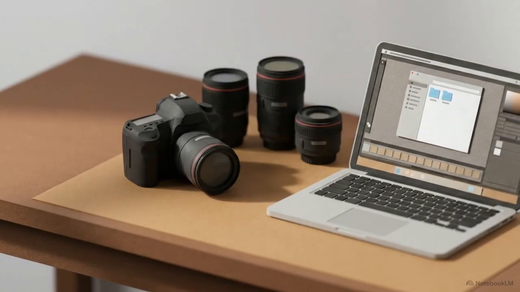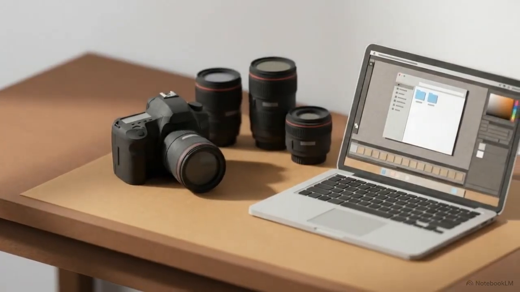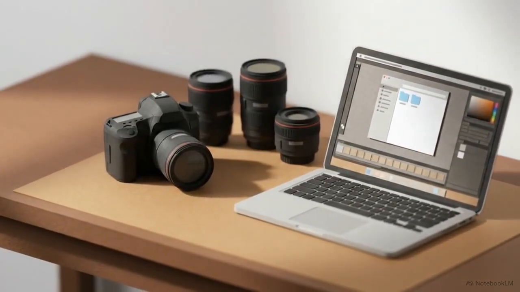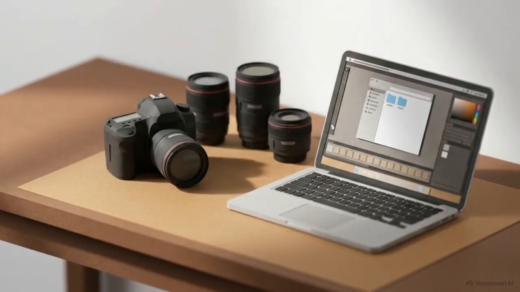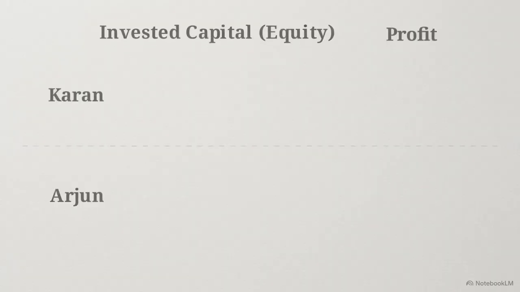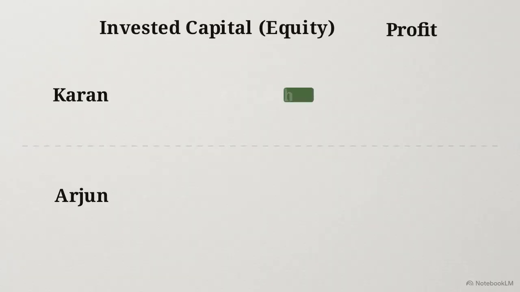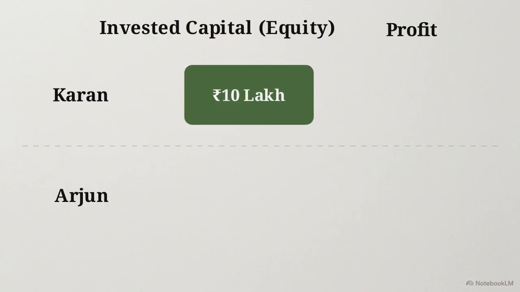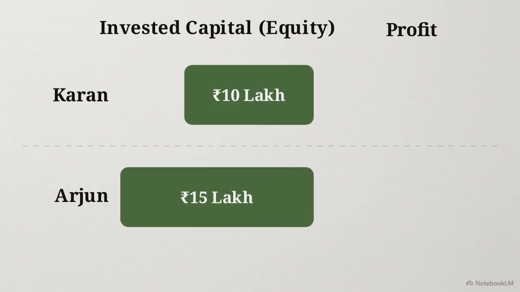In this case, equity represents the upfront cash required to purchase the cameras, lenses, and hardware needed to start the business. This diagram reveals their starting capital. Karan launched with 10 lakh rupees in equity, whereas Arjun poured 15 lakh into his setup. By pairing initial inputs with final profit, we finally measure the true efficiency of each business.